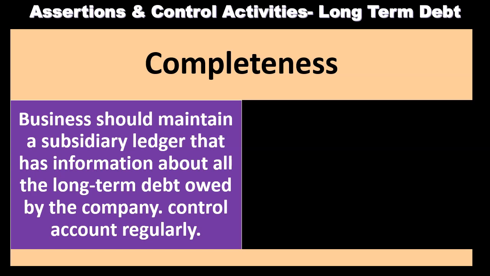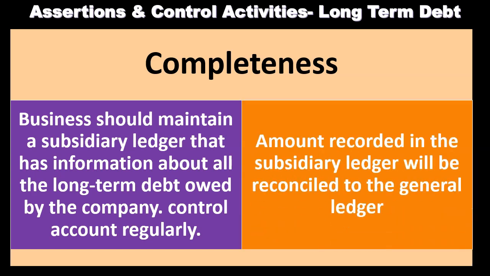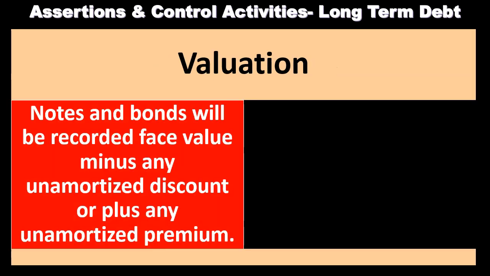If you look at a smaller company and you're doing a review or an audit for a smaller company, this may be an area where they need help, basically making sure those amortization schedules are done properly and that they have the proper breakout between the short-term and long-term portion. The amount recorded in the subsidiary ledger will be reconciled to the general ledger. Then we'll think about the assertion of valuation.